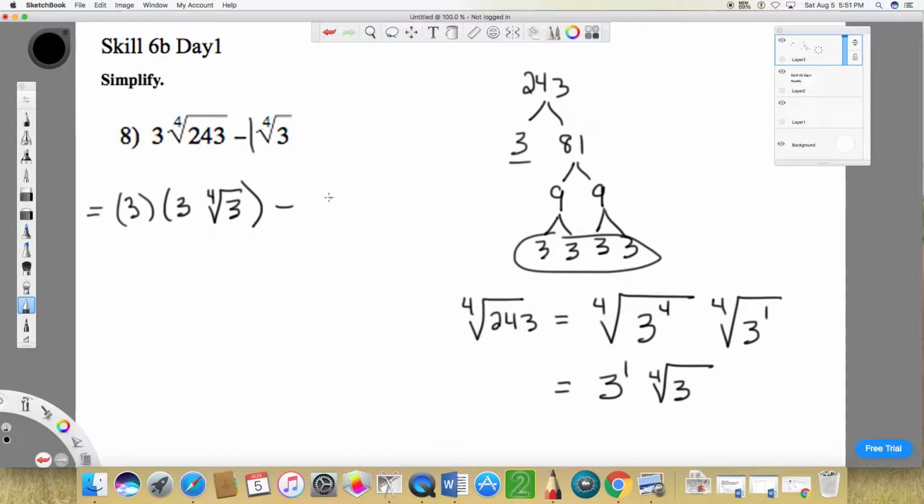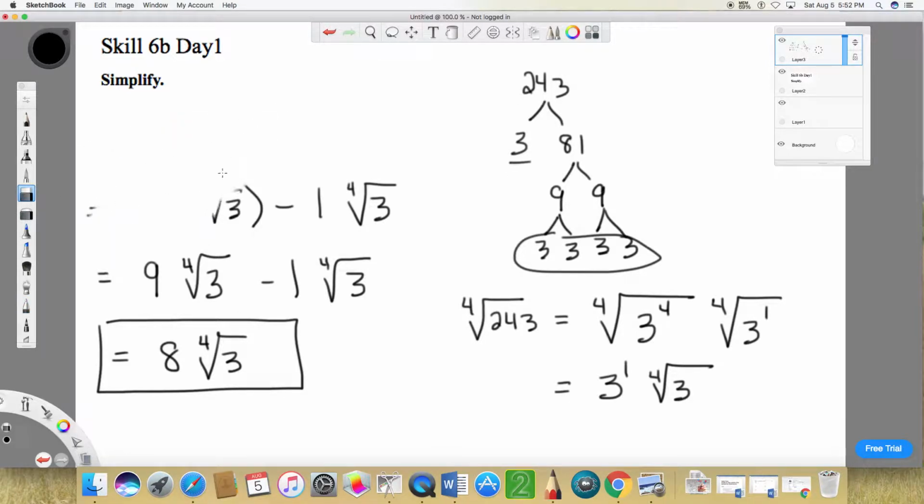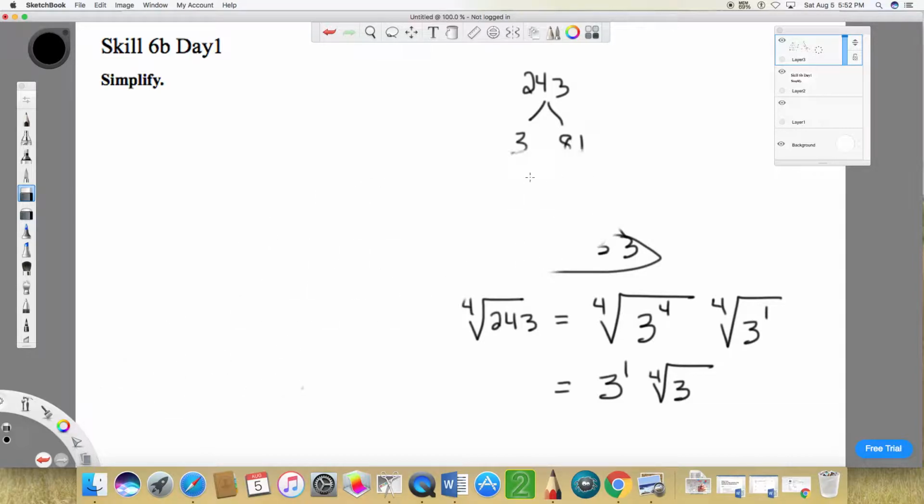I'm going to put a 1 here just to visually help me when I go to do the subtraction. 3 times 3 is 9, so I have 9 of these fourth roots, and I'm taking away one of them. So 9 minus 1 is 8, so I have 8 of these fourth roots of 3. And there's our final answer. Let's take a look at these last two.